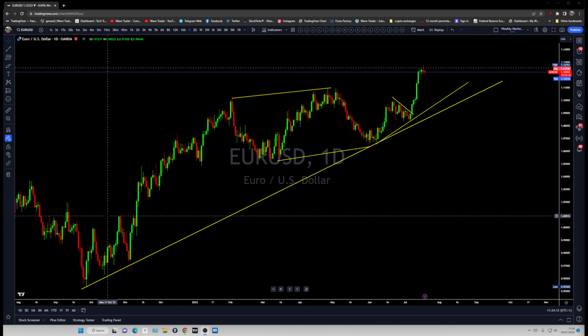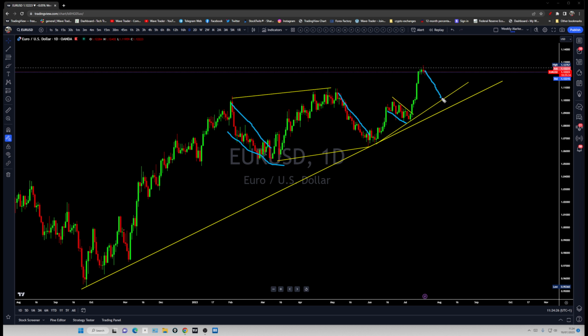So we are having a euro dollar setup. Euro dollar is simply setting up for a drop or correction, very much similar like this one, or maybe a bigger one like that. So euro dollar is simply setting up for a pullback. How far that pullback goes, we'll see. It is simply setting up for a sell opportunity over there.